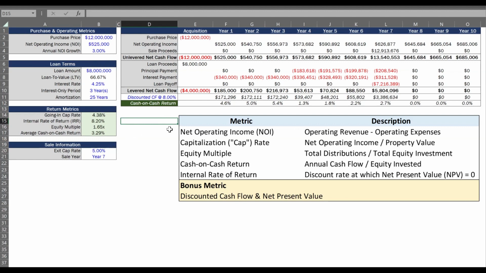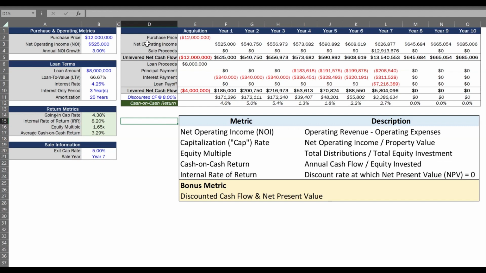So the first metric that I want to talk about isn't actually a return metric, but it's crucial to understand for the following metrics that we're going to talk about, and that's the net operating income. And the net operating income, or NOI, is a metric that measures the profit generated by a property after subtracting all operating expenses from the property's gross income. It's essentially the amount of money that an investment property generates before accounting for debt service, taxes, and non-operating expenses. So like I said, it's a critical component.